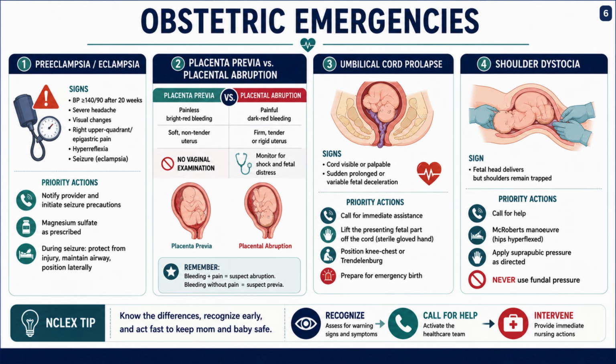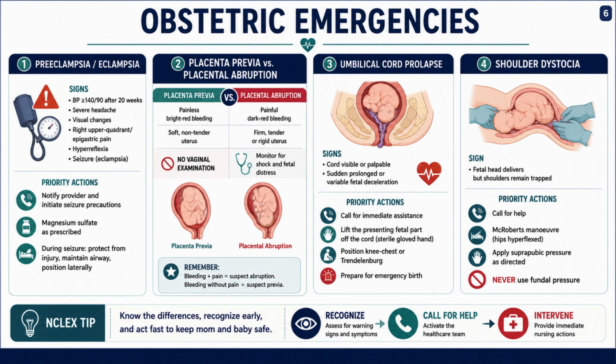There are 4 obstetric emergencies that require rapid recognition and intervention. First is preeclampsia, which involves new onset hypertension after 20 weeks of pregnancy and may include evidence of organ involvement. Warning signs include a severe, persistent headache, visual changes, right upper quadrant or epigastric pain, and hyperreflexia. If a seizure occurs, the condition is classified as eclampsia.